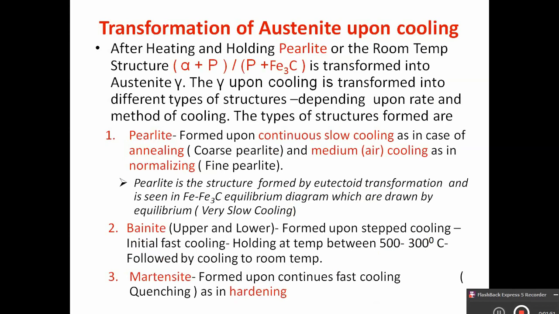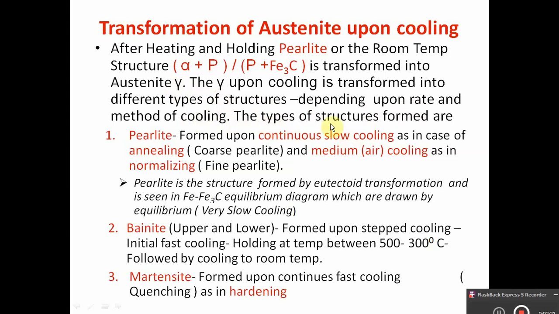After heating and holding, the room temperature structure, ferrite and cementite, or pearlite and cementite, depending upon what kind of steel we have selected, whether it is a hypo-eutectoid steel, a eutectoid steel or a hyper-eutectoid steel, is transformed into austenite, that is gamma. This gamma upon cooling is transformed into different types of structures depending upon rate of cooling and method of cooling.